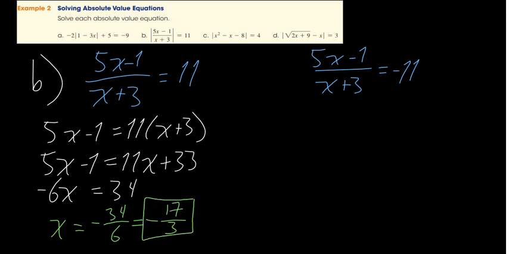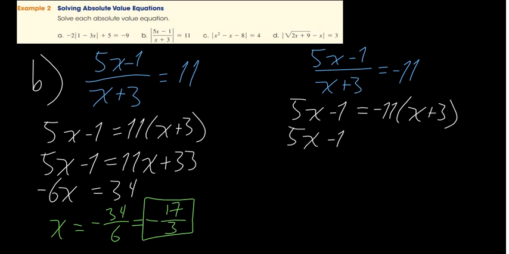Okay, so that's the left one. Now the right side, we're going to try to make this nice and neat as well. Same thing, we're going to multiply both sides by x plus 3. So we're going to end up with 5x minus 1 on the left, equal to negative 11 times x plus 3 on the right. We're going to distribute that negative 11 through. So 5x minus 1 is equal to negative 11x minus 33.